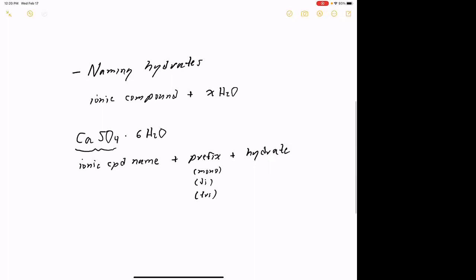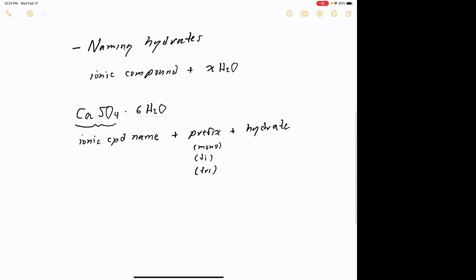So if I wanted to put this one together, how would I name that compound? I actually already gave you the name, but it's what? Calcium sulfate, right? So we write that down first, just like we normally would. And then I need a prefix here. So I've got 6 waters. What prefix am I going to use? Hexa. Very good. And then we just add hydrate to that. So that's what I would have there.